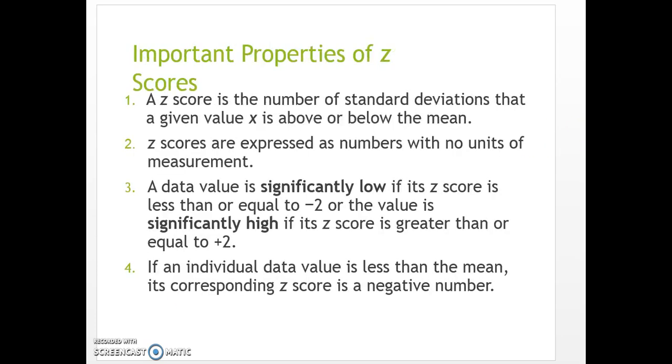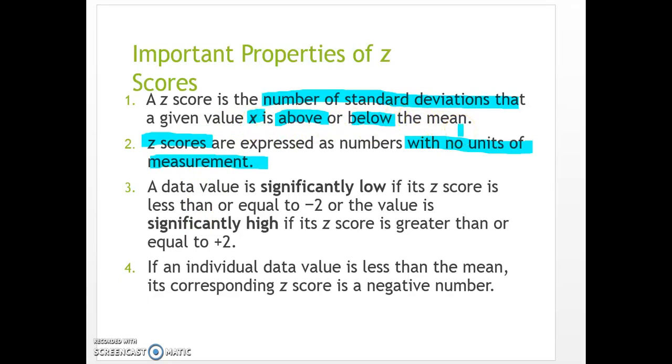Some important properties of z-score. Z-score indicates the number of standard deviations that a given number is above or below the mean, as we mentioned. Z-score comes with no units of measurement. So we don't say z equals 2.31 with some units followed by that. It's just a number. By using the z-score, you can tell whether your data value is above or below the mean. Compare your x with the mean.